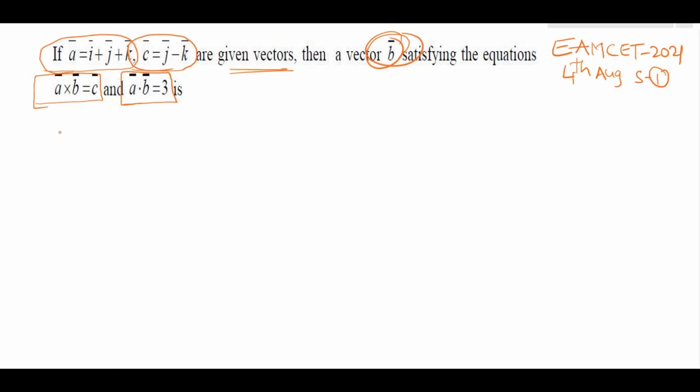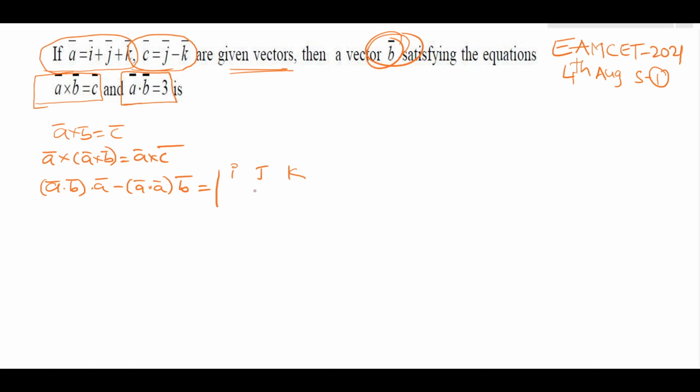So here given condition is A bar cross B bar is equal to C bar. Now I am applying A cross on both sides, that is A bar cross, A bar cross B bar is equal to A bar cross C bar. This is a vector triple product, that is A bar dot B bar into A bar minus A bar dot A bar into B bar is equal to A bar cross C bar. This is cross product, I J K, A bar is 1 1 1 and C bar is 0 1 minus 1.